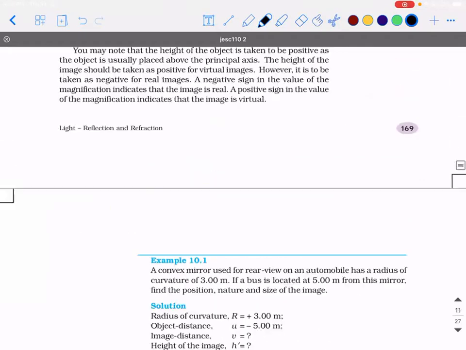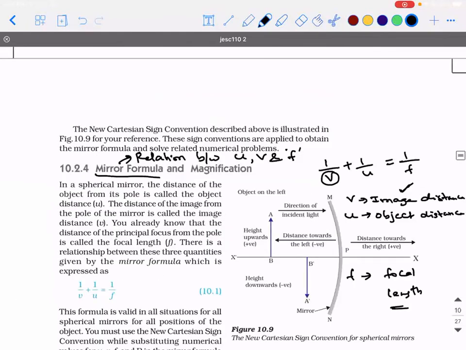So what I'm trying to say here is this image distance is nothing but the distance from the pole. Please write it down. Image distance is the distance of the image from the pole of the mirror. Similarly, the distance of the object from the pole of the mirror is called the object distance, and it is represented by the symbol small u. The distance of the image from the pole of the mirror is called the image distance, represented by small v. And we already know what is focal length. So the relation between these three quantities, 1 by v plus 1 by u is equal to 1 by f, is what is called the mirror formula.